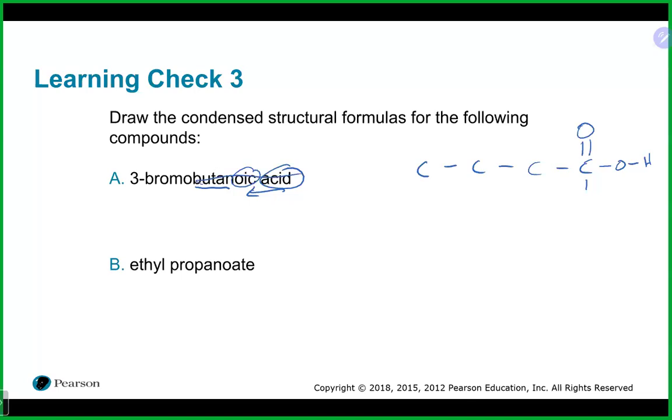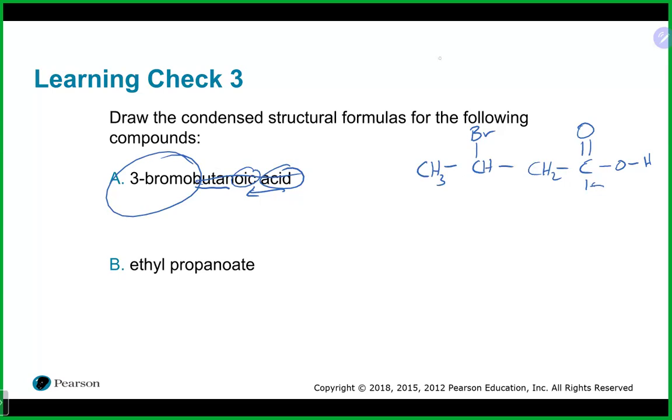That takes care of pretty much all that. So basically, I just need to go to carbon number 3 for me, which would be right about here, and put a bromine. And now we could add our hydrogens. So I need 2 there, I need 1 there, and I need 3 there. Any questions on that one there? That's obviously the condensed form.